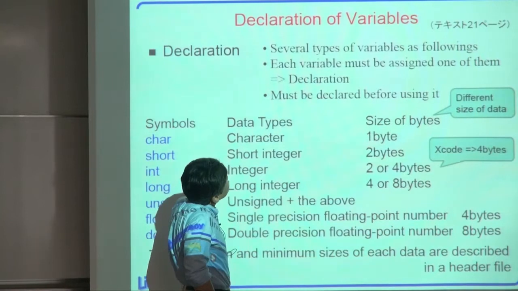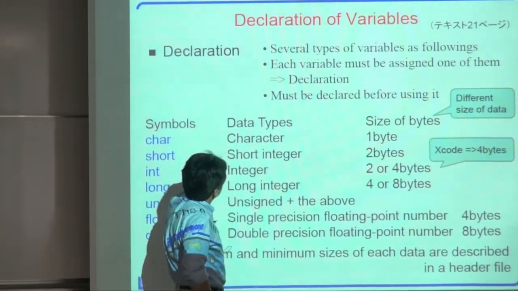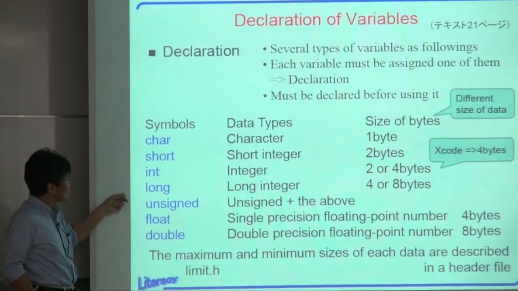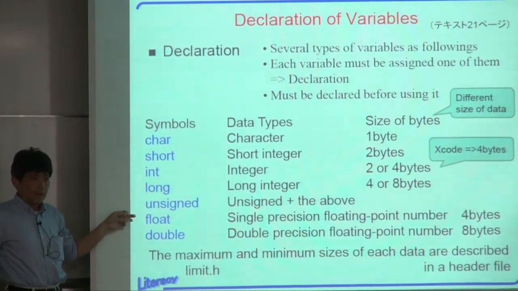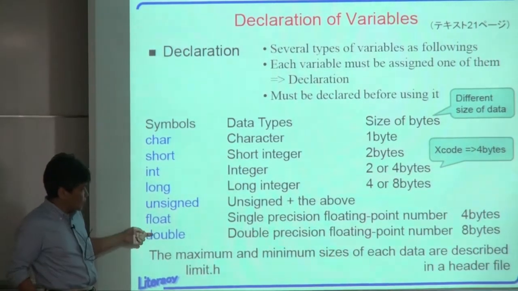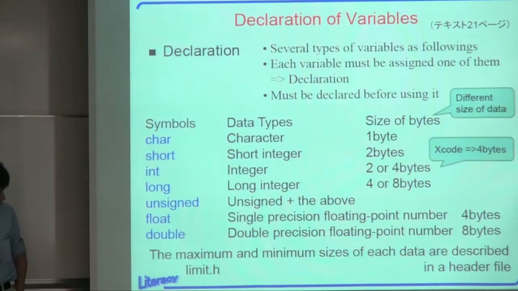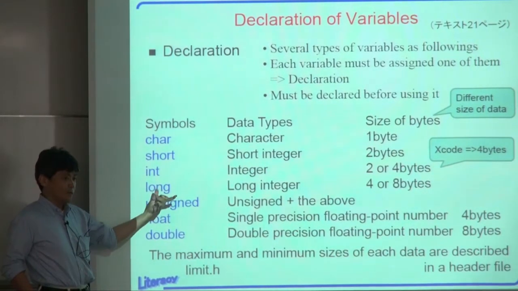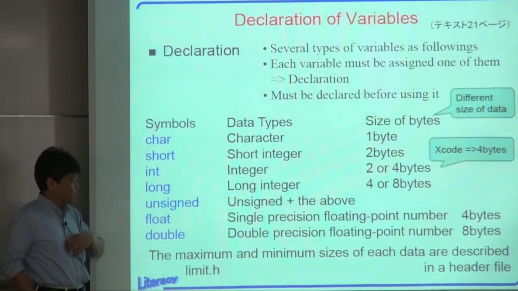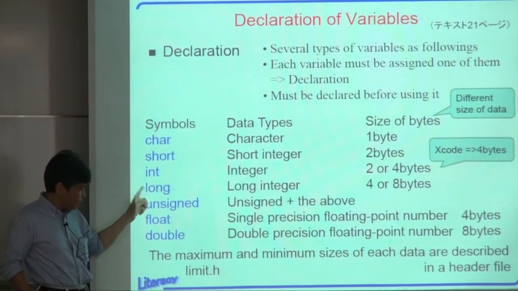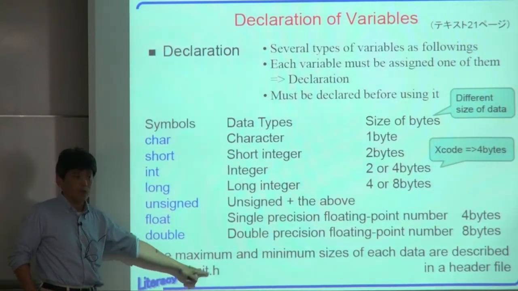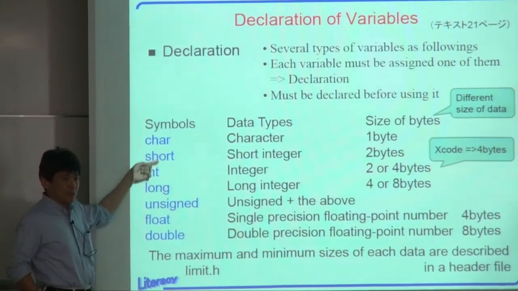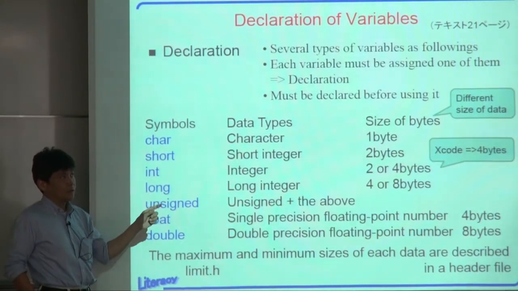As shown here, there are several types of variables. For example, a character type, short integer, long integer, unsigned integer, unsigned character, and so on. Floating point, single precision number, and double precision floating point number. The actual size, how many bits this data type has, is declared in one of the header files, limits.h. If you check the contents of this header file, you can find how many bits each data type has.